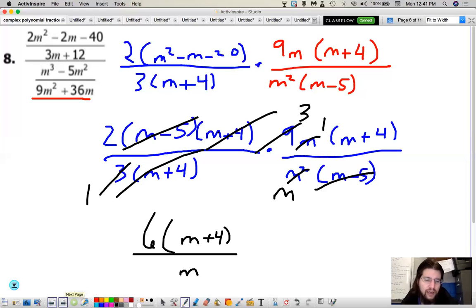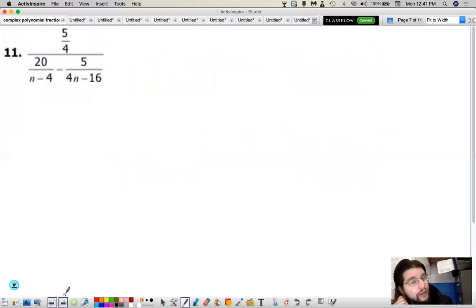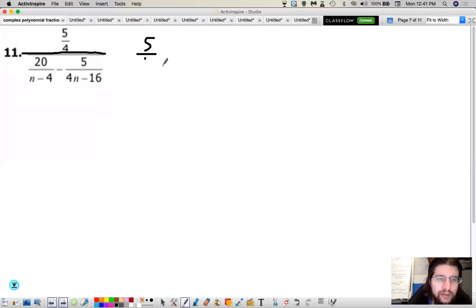So this can get time consuming, but we'll see that on this particular problem right here. Notice we have a subtraction problem in our denominator. Guess what? You have to subtract them first. Then combine like terms, then factor, then simplify, then divide. Okay, just do it all. 5 over 4 stays just 5 over 4. Sure, why not? Can't do anything about it.